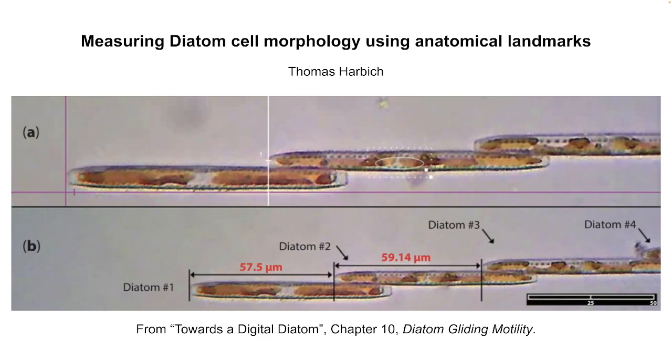So each diatom cell is independent, and if we take the extent of motion outward, we can measure the distance between the end of the neighboring cell and the end of the cell that we're measuring. For diatom number 1, for example, there's a 57.5 micron distance between the far end of diatom number 1 and the far end of diatom number 2. Then we do the same for diatom number 2 relative to diatom number 3, and we get a slightly different measurement, a little bit larger, 59.14 microns. And we can do this all the way down the colony.